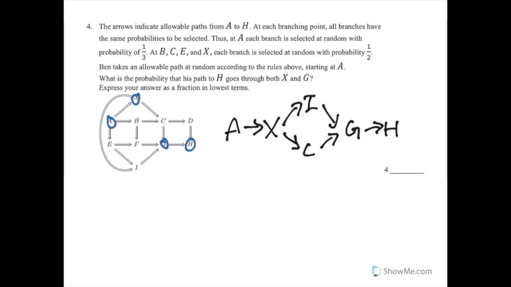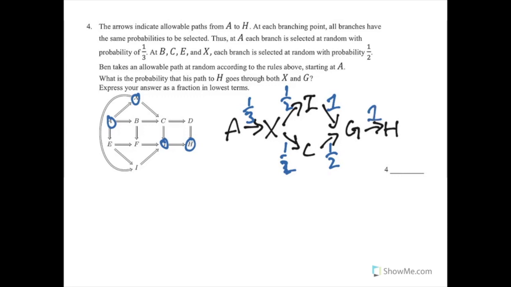And so we see that from A, there's a third of a chance that we're going to go to X. And then either choice from X to C or X to I works. And so I'm just going to say that this is half and this is half over here. And from I, there is a 100% chance that it goes to G. That's the only path it can take on. And from C, there is a 50% chance that it will go to G. And then from G, the only path that we can take is H.